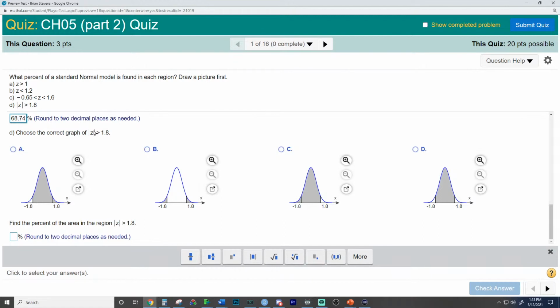What is the absolute value of 2? And is that greater than 1.8?